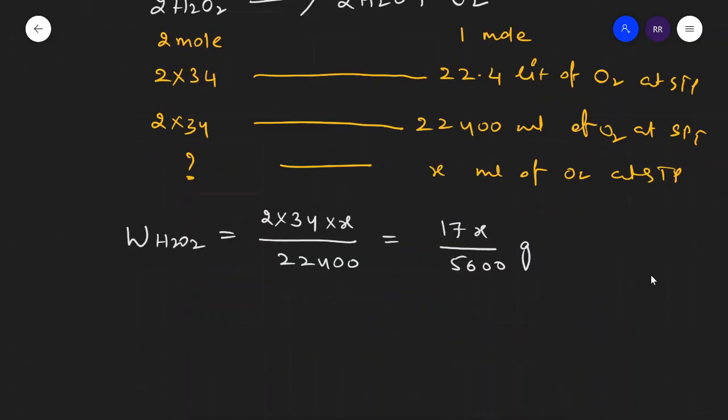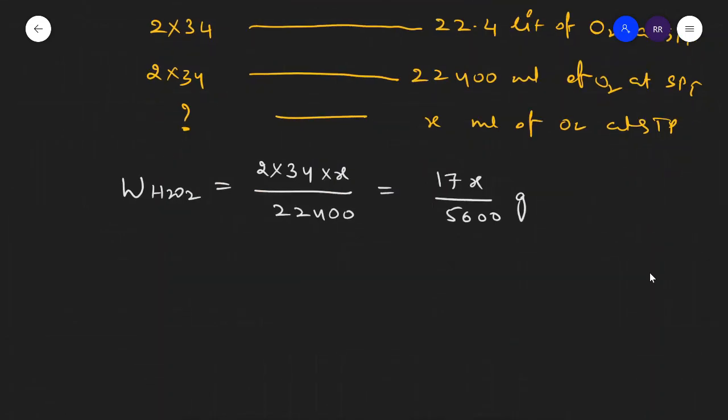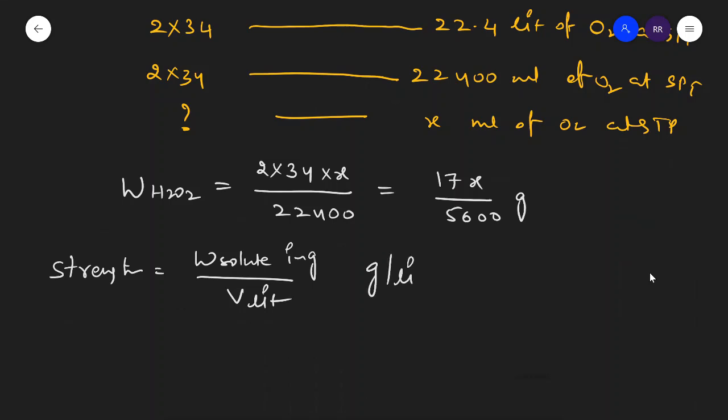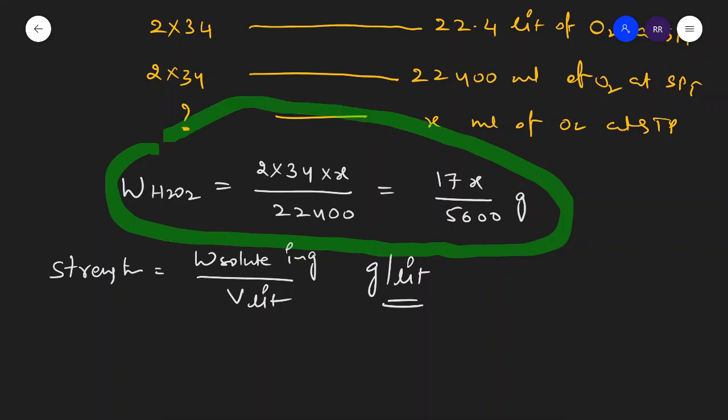Here I want to know the strength of the solution. So what is the strength formula? Strength of the solution is equal to the weight of solute in grams by volume in liters, that means grams per liter. This is the strength of the solution. Now from this we can say that 1 ml of H2O2 contains 17x by 5,600 grams of H2O2. Then what would be the weight of H2O2 in 1 liter, that is 1000 ml?